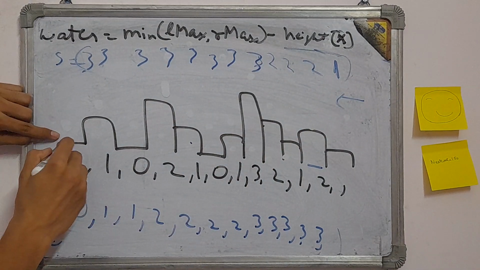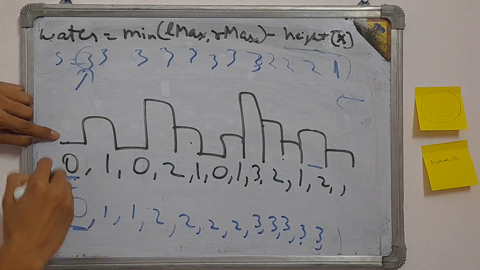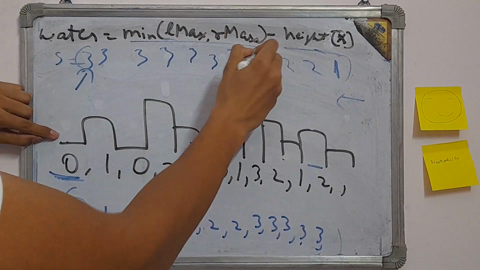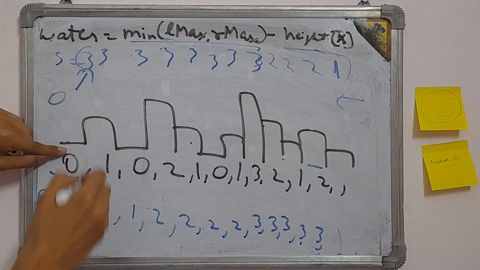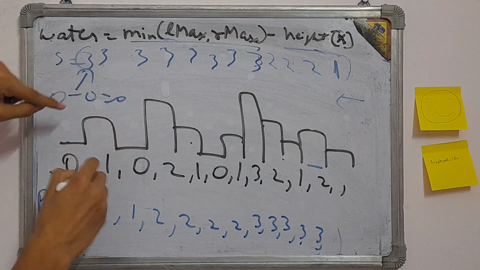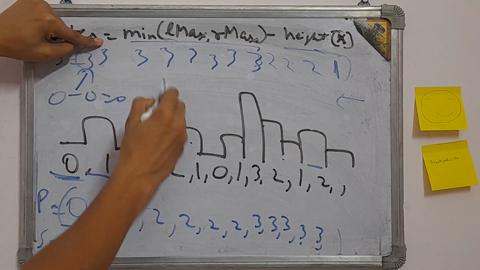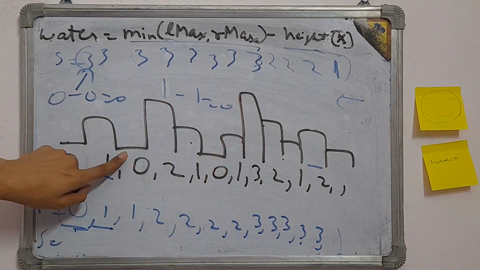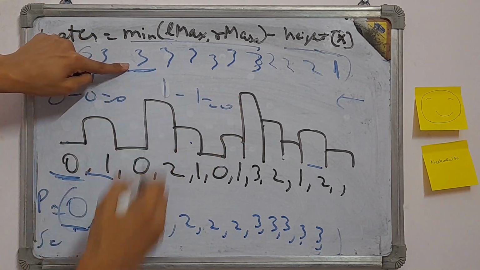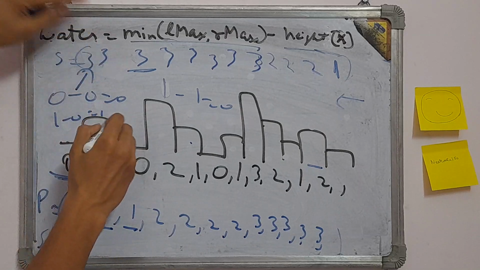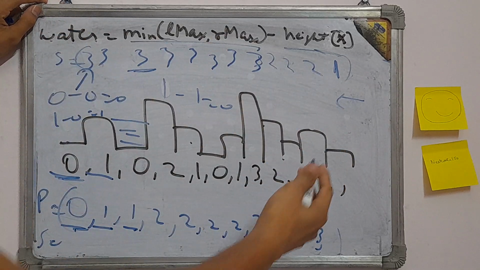Now for each index we know the right max, we know the left max, we know the current height. So we take the formula: minimum of the two, minus the current height. For 3 and 0, minimum is 0, and current height is 0, we get 0. For this point we get 3, 1, minimum is 1, current height is 1, so we get 0. For 0, we know left 3 and 1, minimum is 1, minus 0 equal to 1. That means 1 point of water. We can do the same for each point.